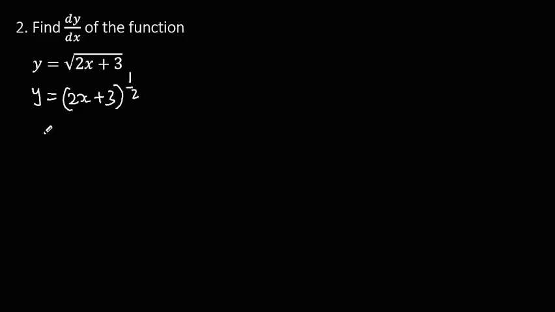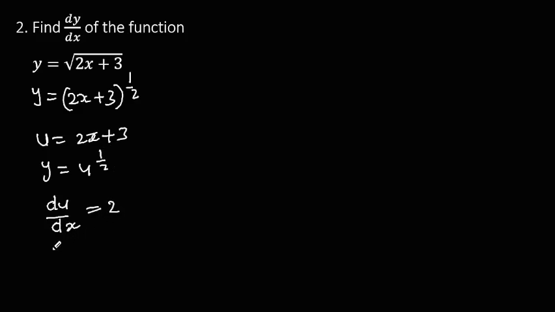The next thing you're going to do is identify the u. The u is always the function inside, and therefore u is equal to 2x plus 3, and hence y will be equal to u raised to the power of a half. Now that we have the u and the y, we can find du/dx. We differentiate the u function, and you get a 2. Then you find dy/du. We differentiate the y function with respect to u, which gives us half u raised to the power of negative a half.